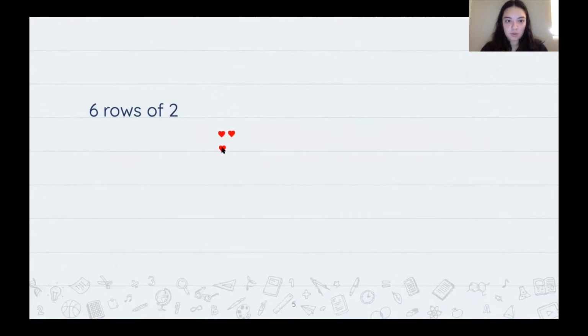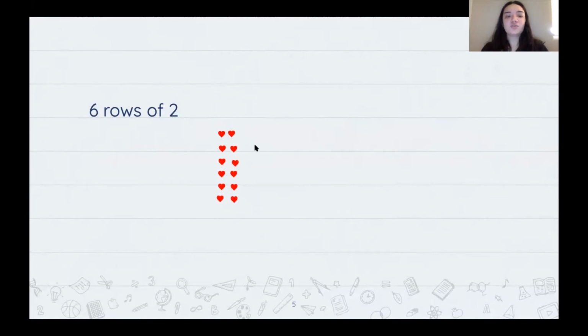2, 3, 4, 5, 6, 7, 8. 1, 2, 3, 4, 6. And there we go. 1, 2, 3, 4, 5, 6 groups of 10. I'm sorry, we're going to do, this is still multiplication. We are still working on multiplication.